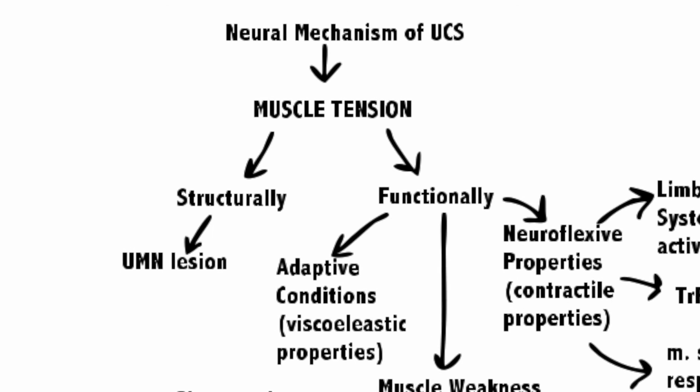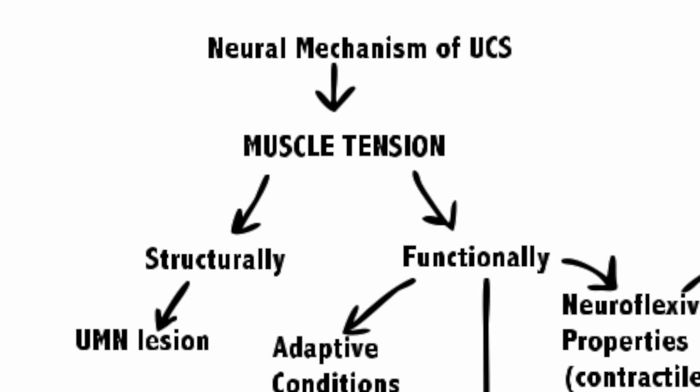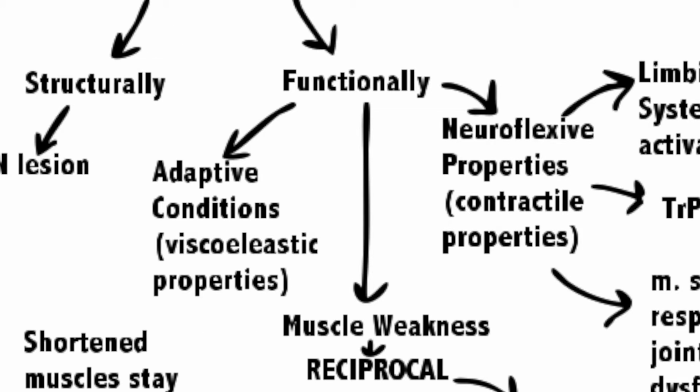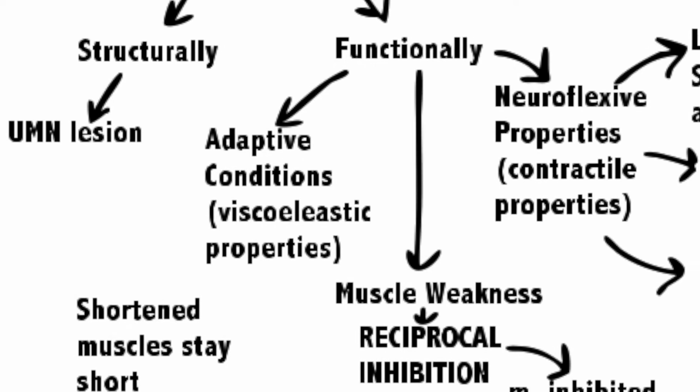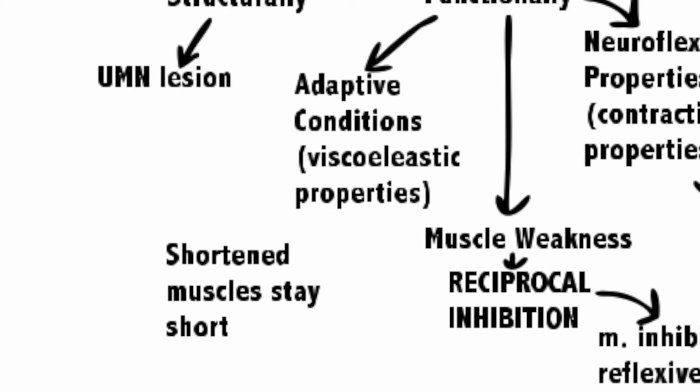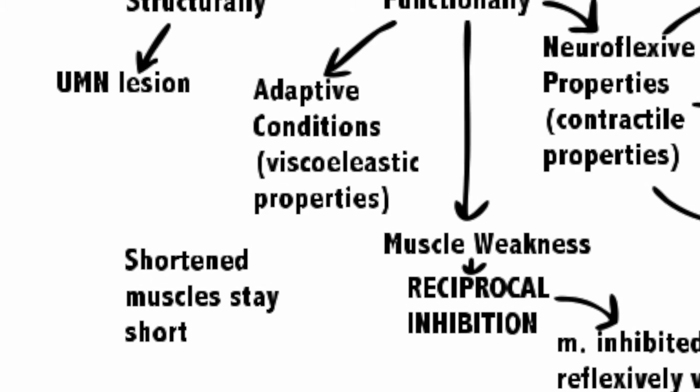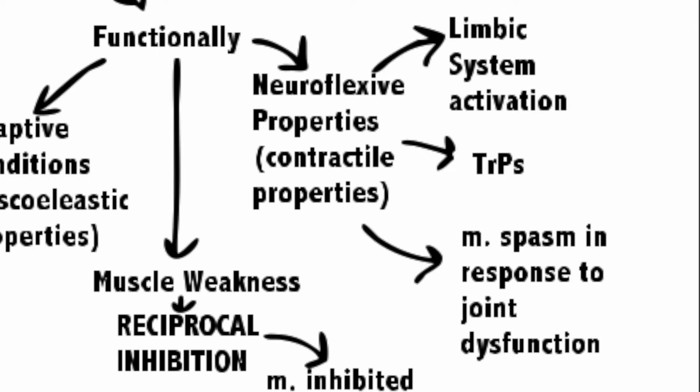There are several different ways to create muscle tension in the body. You can create muscle tension structurally or functionally. Structurally doesn't really concern upper cross syndrome. Functionally, it can be caused by 3 big categories: adaptive conditions, neuroreflexive properties, or muscle weakness. Within the viscoelastic properties or adaptive conditions, you see that shortened muscles stay short. In neuroreflexive properties or the contractile properties of the muscle, you'll see things such as limbic system activation, TrPs, or muscle spasm as a result of joint dysfunction.